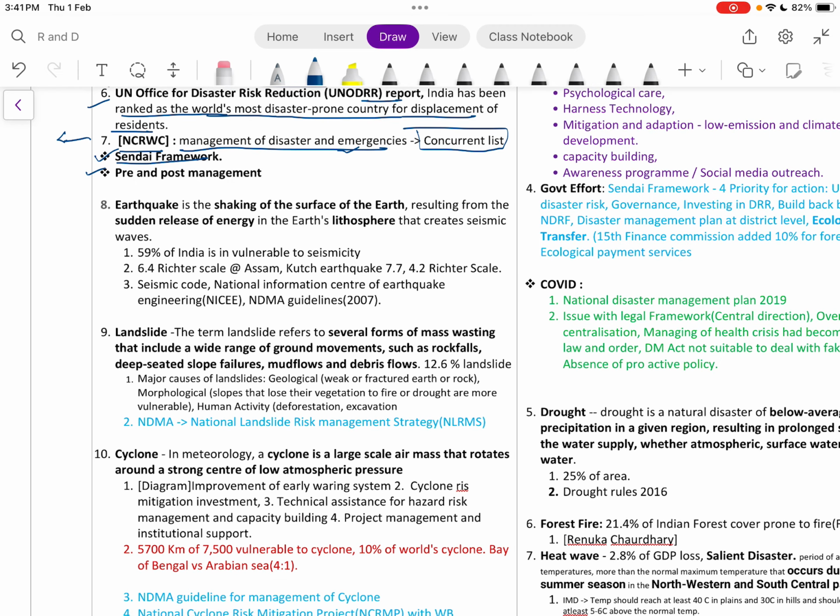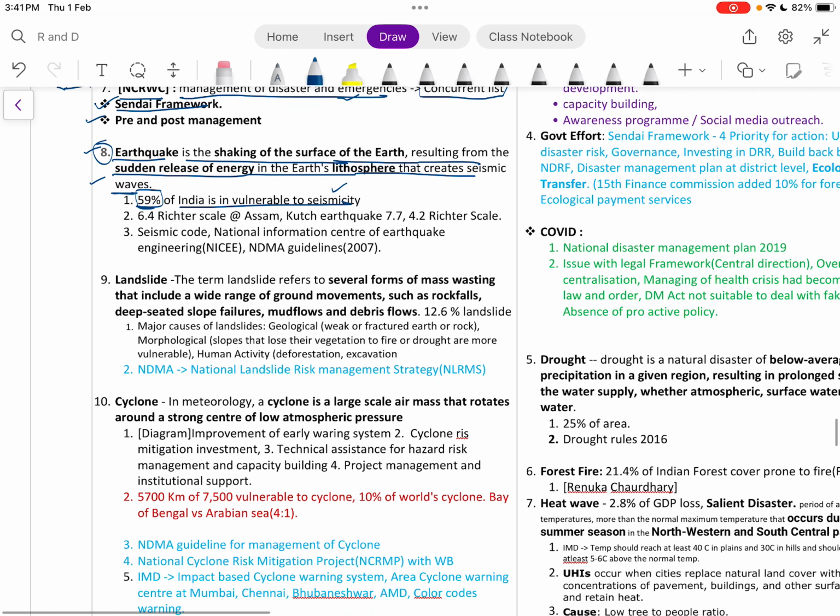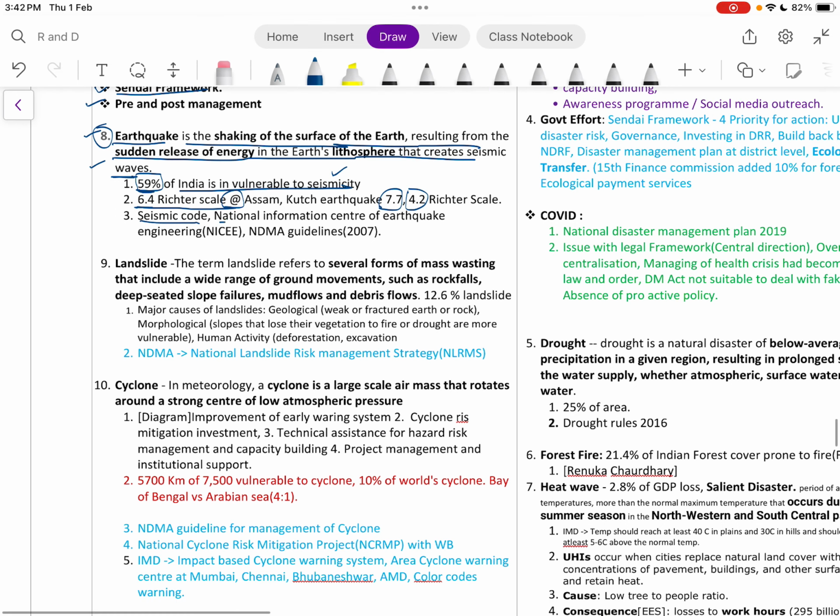Now let us look at each and every disaster. The first is the earthquake: the shaking of the surface of the earth resulting from the sudden release of energy in the Earth's lithosphere that creates seismic waves. 59% of India is vulnerable to seismicity. 6.4 Richter scale at Assam, Kutch 7.7. Seismic Code, National Information Center for Earthquake Engineering, NDMA guidelines 2007. So you can use these terms.